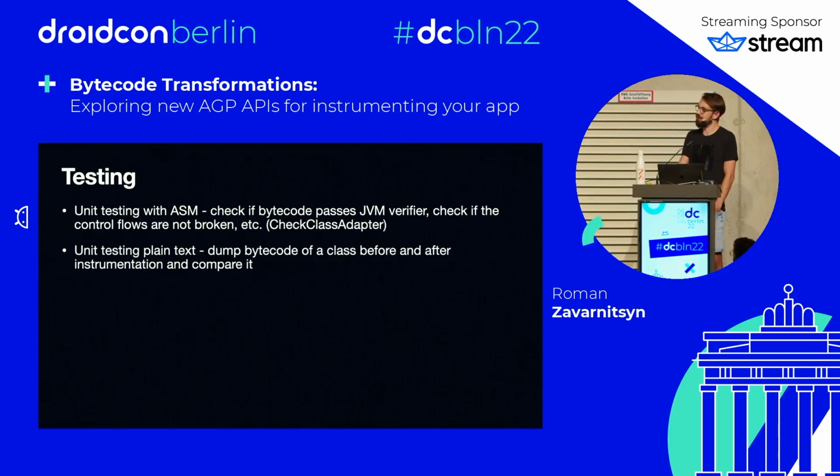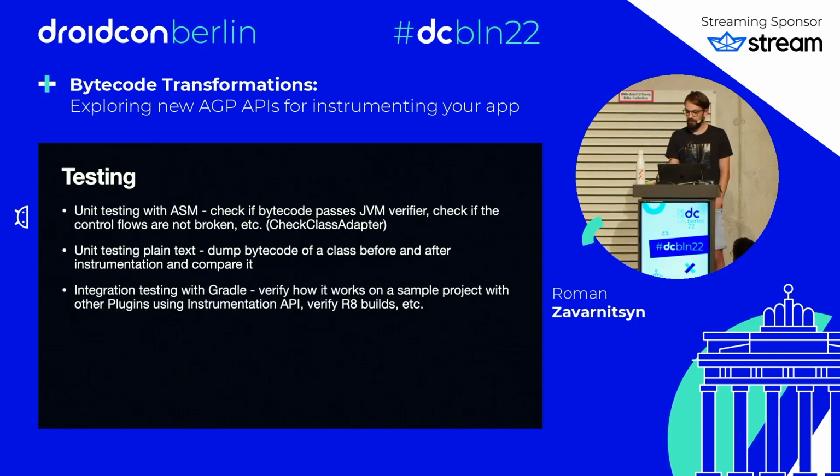You can actually unit test this using plain text. In theory, you could just dump the bytecode of a class before it was instrumented, dump it after it was instrumented, and then compare that the necessary instructions were inserted into the right place. And the third approach is integration testing with Gradle. So you can set up some sample project, use Gradle APIs to test it, include some other plugins that are using the instrumentation API, run release builds to verify how it works with R8, and so on.